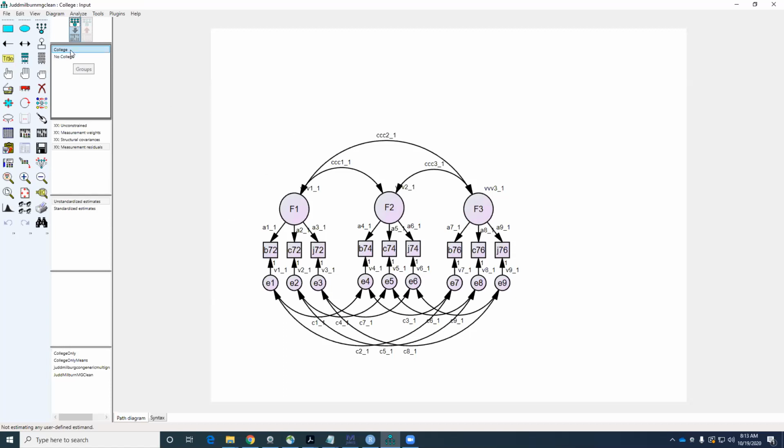And you'll notice that the parameters are different across the college and the non-college group. So I'm looking at the college group, that's group 1. If I click on non-college, I'm going to have group 2.